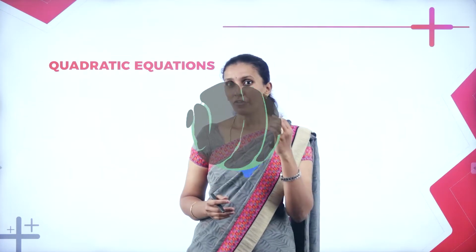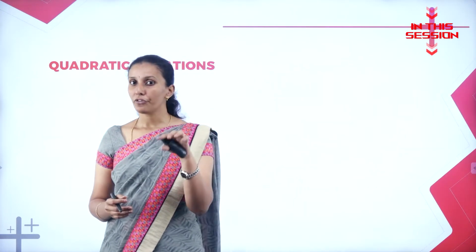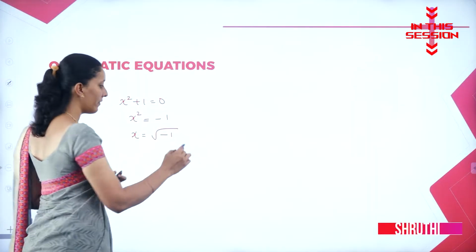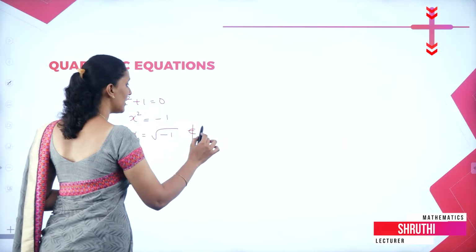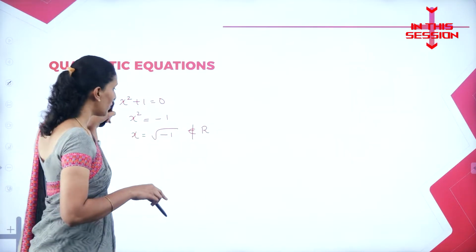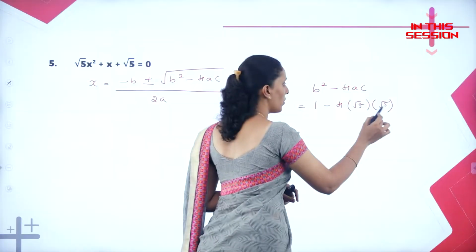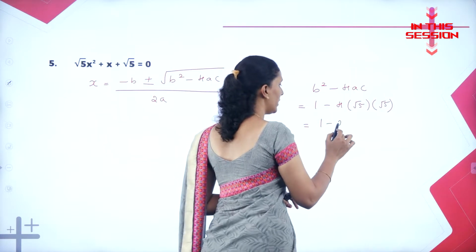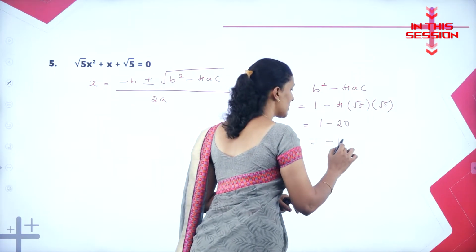The necessity of finding the square root of a negative number is the existence of complex numbers. The square root of a negative number does not exist in the set of real numbers. So thus we don't have any real solution for this type of equation. So root 5 into root 5 is 5. 4 5s are 20. So the value is minus 19.